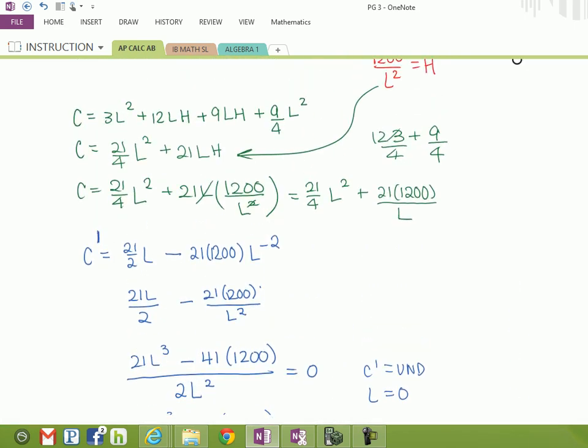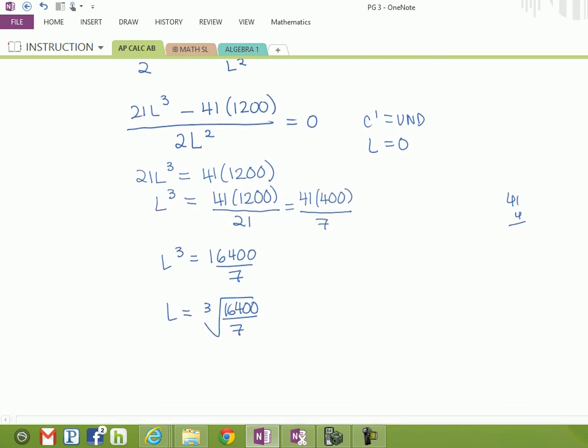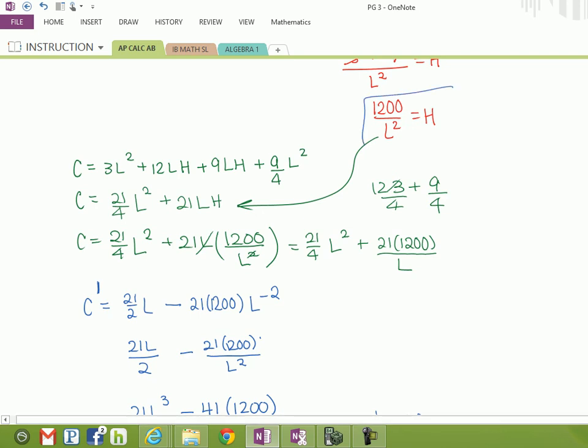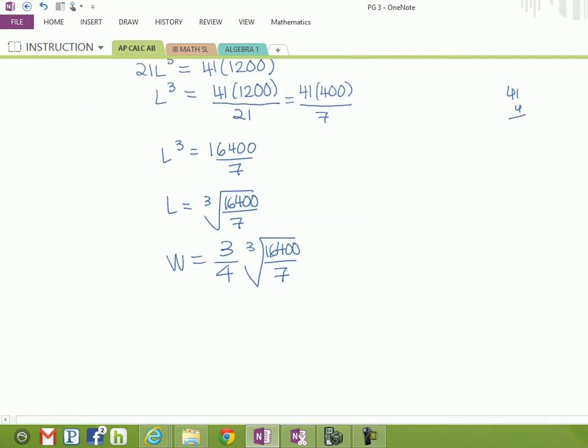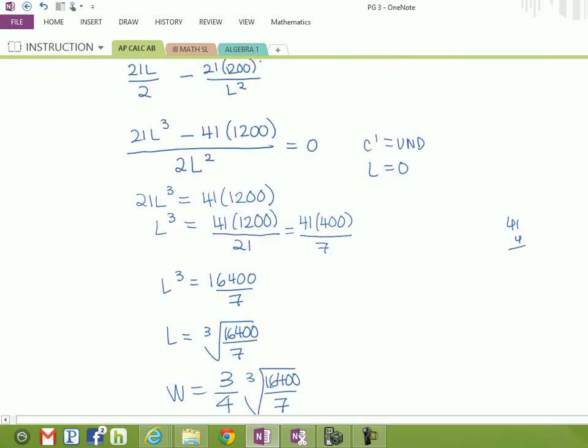I just want to get this done for you. Alright, so we have an L. Let's go look and see what the question was. What dimensions? So I have my L. Remember, W is equal to 3/4 L. So whatever mistake I made, if this is not the exact value, I apologize. And then my H is right here. H is equal to 1200 over L squared. Yep. Well, that's beautiful.